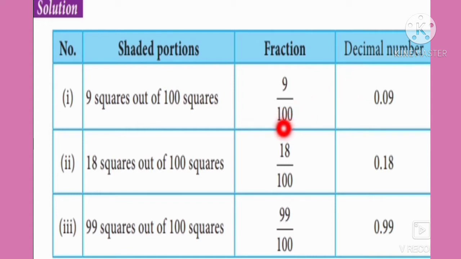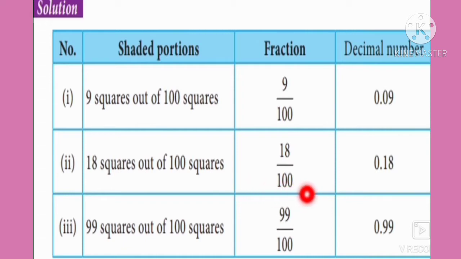So there are 2 zeros in the denominator. So there will be a decimal point before 2 digits, or else after the decimal point there must be 2 digits. So here only 1 digit is there. So before 9 we have to add 0. So 0.09 is the decimal number for this fraction. Here 1, 2. So 2 digits. Before 2 digits we have to put the decimal point. So 0.18 is the decimal number for this fraction.